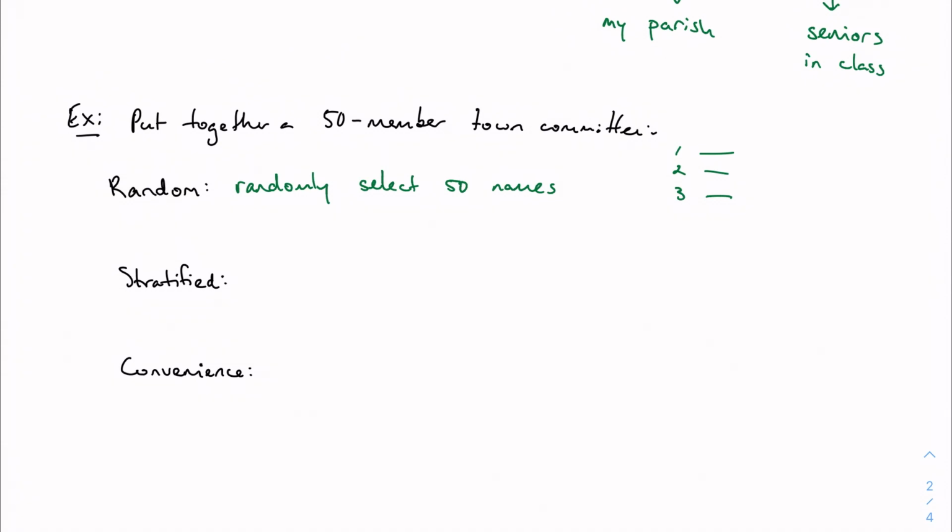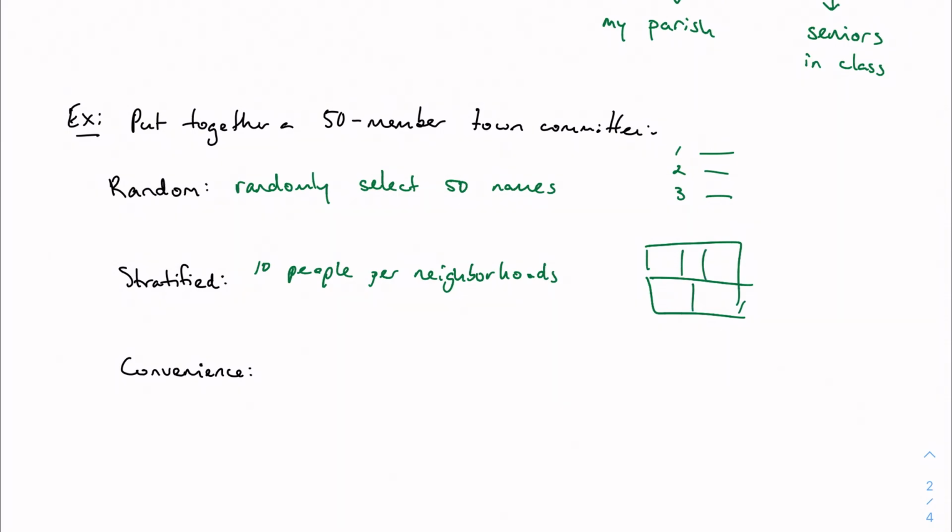If I wanted a stratified sample of my 50-member town committee, maybe I do it by neighborhood. Maybe I pick 10 people per neighborhood, or district, or zip code, or whatever. Right, so maybe I have 5 neighborhoods, and I pick 10 from here, 10 from here, 10 from here, 10 from here, 10 from here. Well, in that way, what's good about this is it makes sure every neighborhood is getting equal representation, and that's one of the more fair ways to do it.